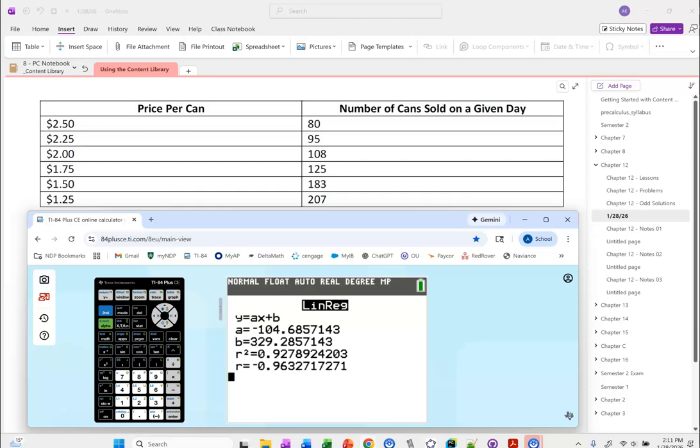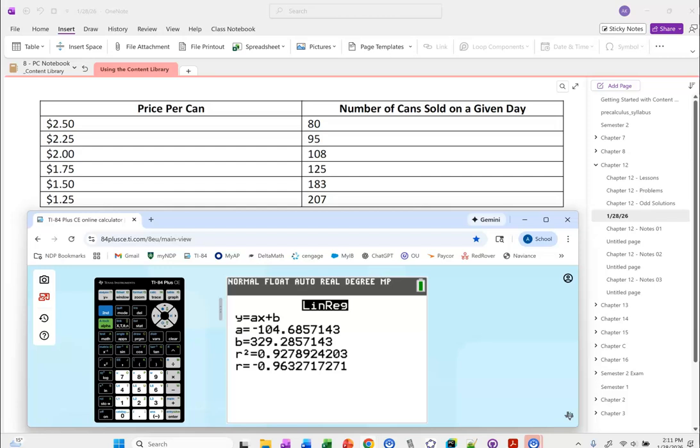Your model is y equals ax plus b, where a is negative 104.68 yada yada yada, b is 329.28 yada yada yada. So your equation, if you're going to write it down on paper, you'd say like y equals negative 104.7x plus 329.3. Mine doesn't show the R. Great, we'll get to that. We'll get to that in a second.